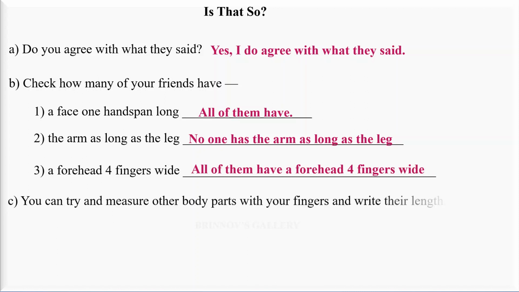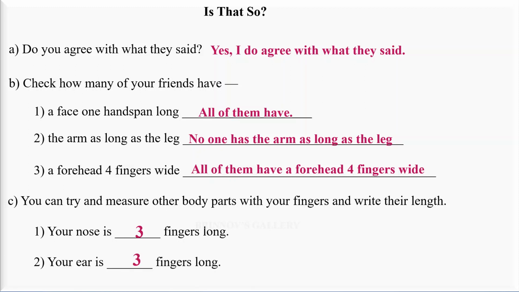You can try and measure other body parts with your fingers and write their length. Your nose is dash fingers long. Answer: 3 fingers long. Your ear is dash fingers long. Answer: 3 fingers long.